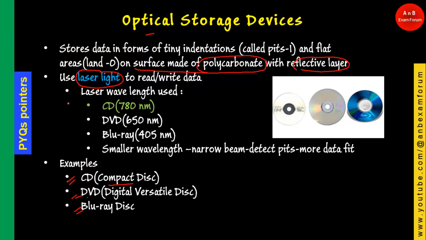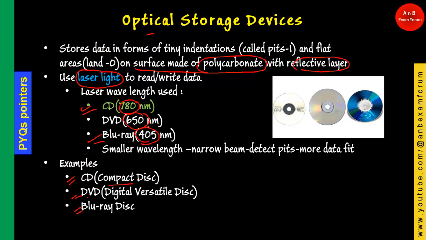And in the exam, in SSC CGL, we have seen they have asked the laser light wavelength used in CD. So remember, the laser light wavelength used in CD is 780 nm, whereas in DVD it is 650, and in Blu-ray it is 505 nanometer. So CD around 700, DVD around 600, and Blu-ray around 400.